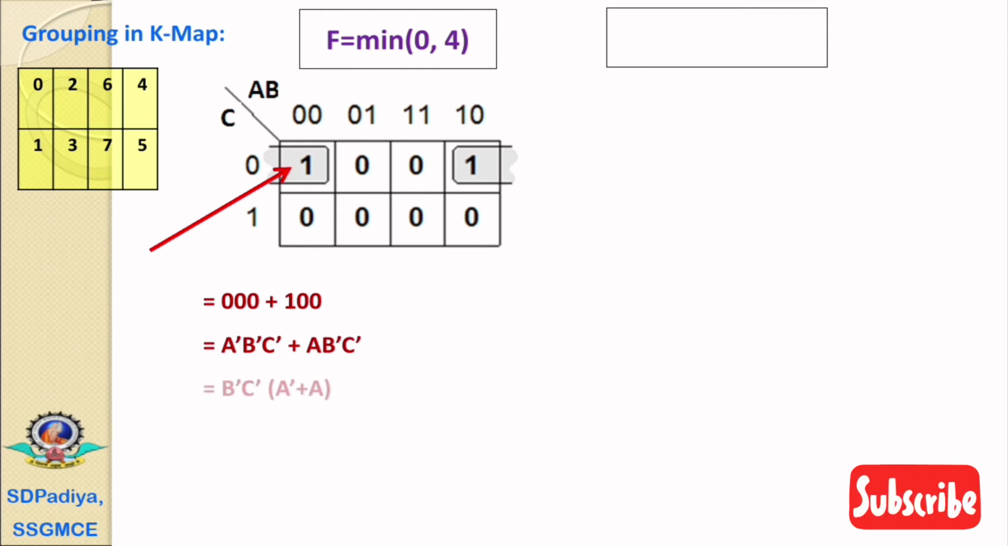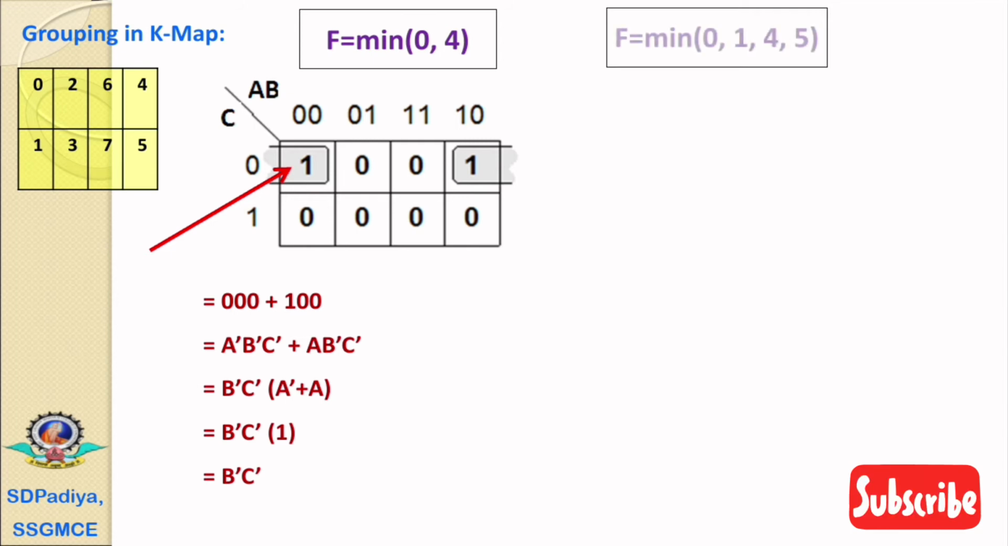In these two, the b dash c dash is the same. Therefore, we take it outside the bracket. Hence, inside the bracket, there is a dash plus a. The a dash plus a is always 1. Therefore, finally, the expression, that is the min term, is b dash c dash.